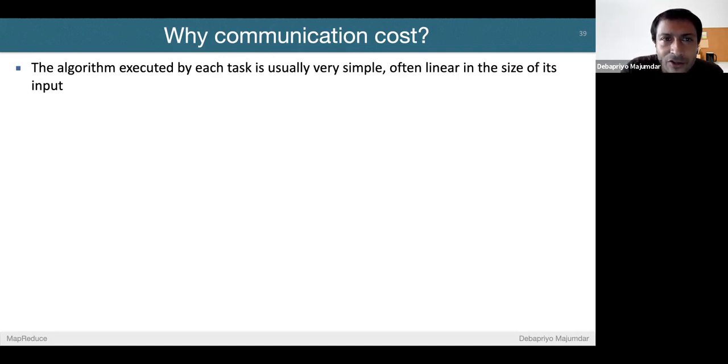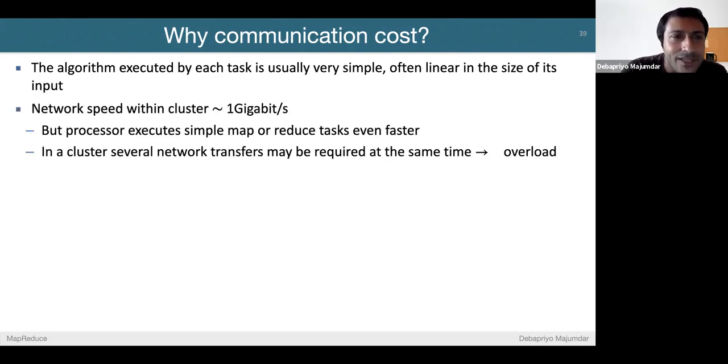In reduce, you simply count, right? So they are usually linear in the size of input, and linear algorithms are very fast. But even if the network speed within the cluster is very fast, it takes more time to transfer the data than the processor takes to execute the tasks. So if you produce too many key value pairs, ultimately you are going to suffer in time.